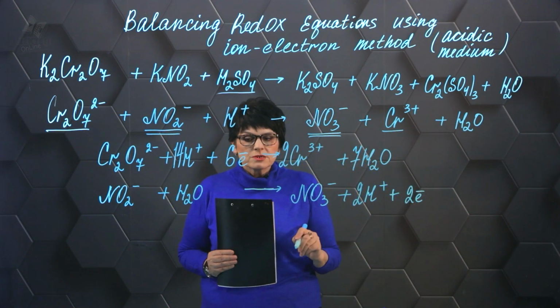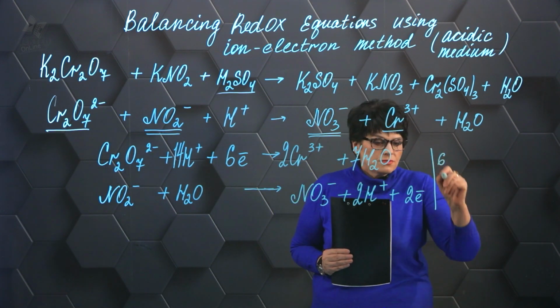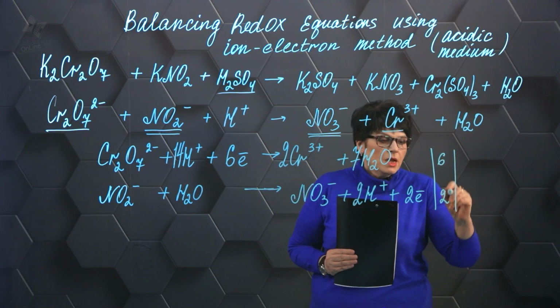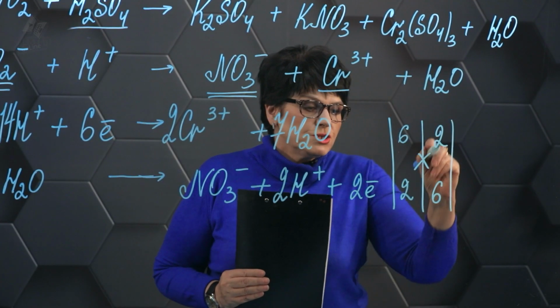Next step, we put the number of electrons we found behind the line, and then we change it crosswise. In this case, the numbers are reduced.